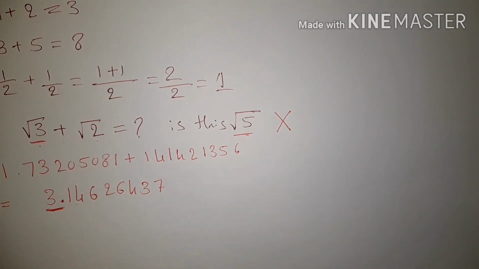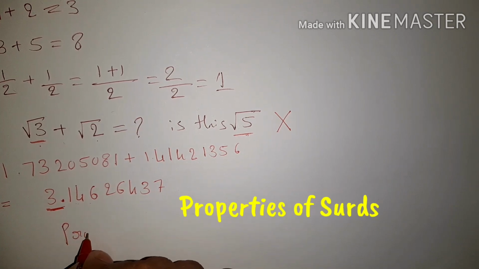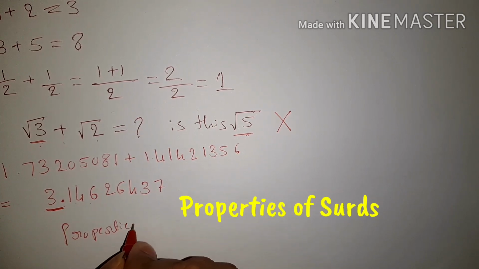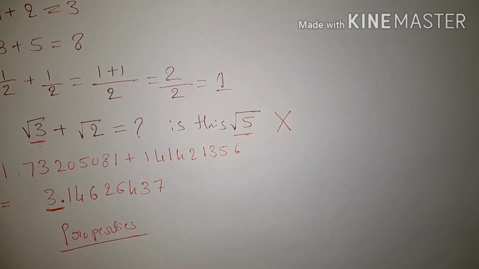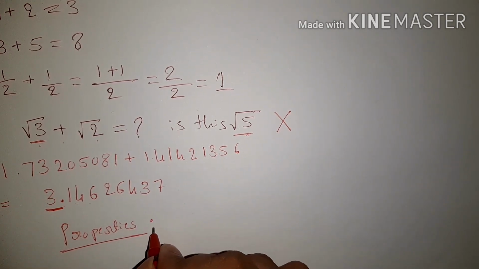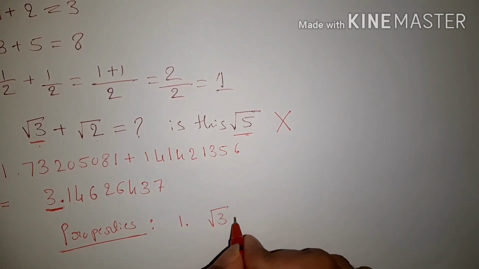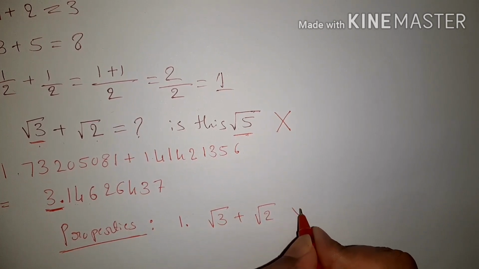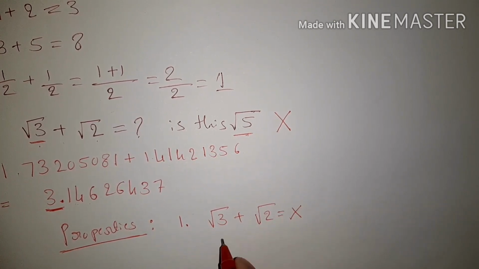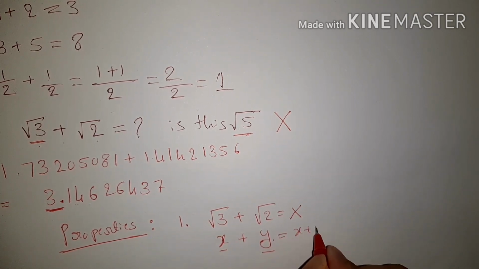Let us start with the properties first. Let us discuss the first property. I said square root of 3 plus square root of 2, we cannot add directly. Like last year you learned in 8th standard, this is like x plus y. Can you add x plus y? The values of these are unknown. We cannot add. We should keep x plus y as it is.